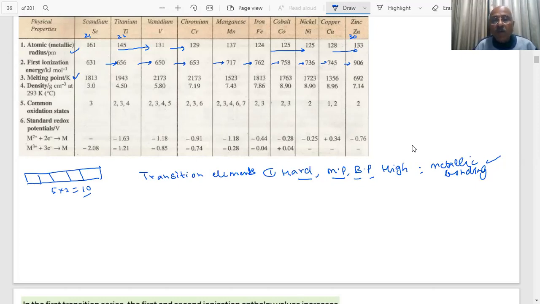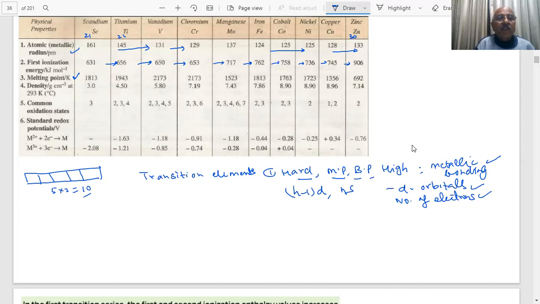But here, there are electrons in the d orbital. There are electrons in the s orbital also, student. So the d orbitals also participate in bonding. The electrons of the d orbitals also participate in the bonding, students. And the number of electrons will be more in the case of the transition elements.